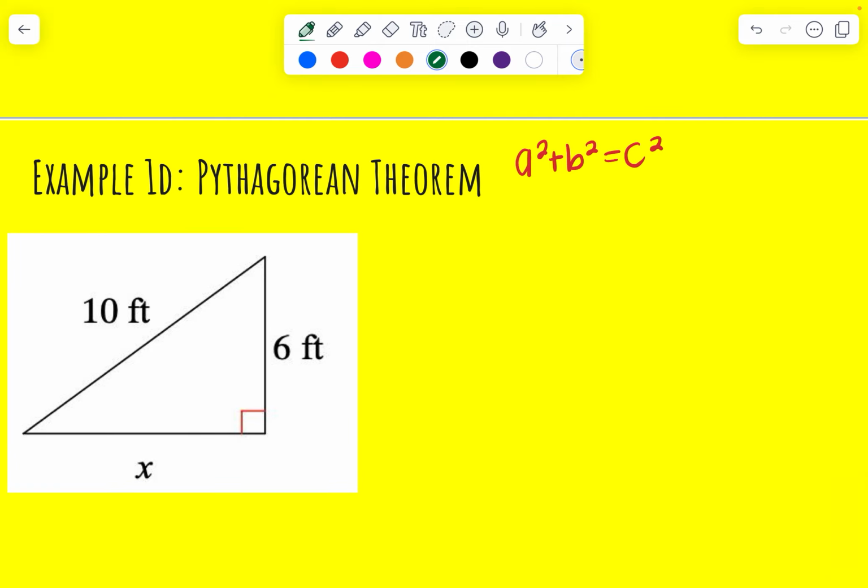So let's do another one here. My C is across from my right angle. I'm going to call this A and this B. Again, A and B can switch. It doesn't matter, but C always has to be the hypotenuse, which is across from the right angle. So we have 6 squared plus x squared is 10 squared.